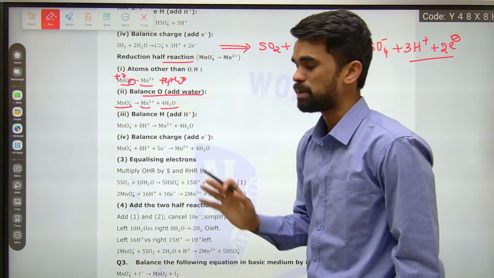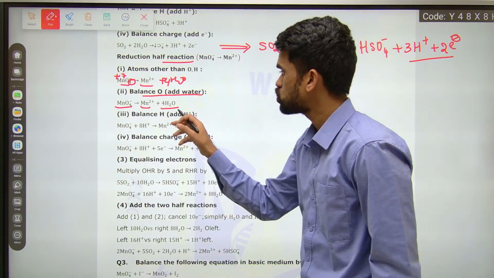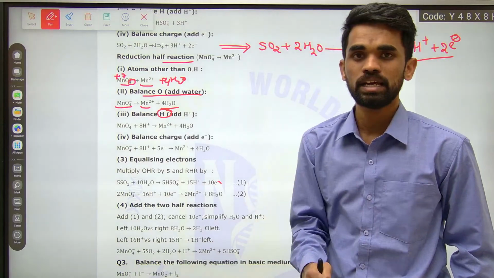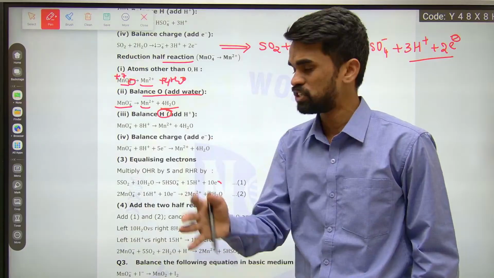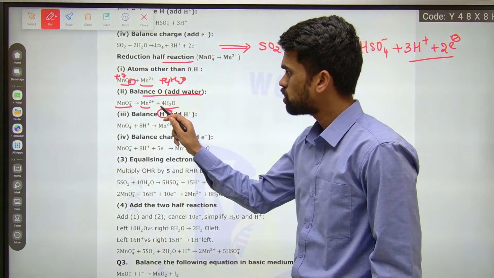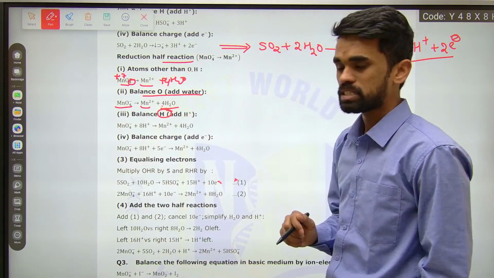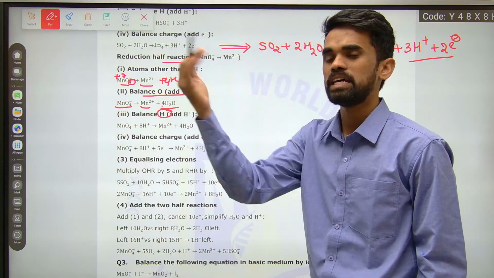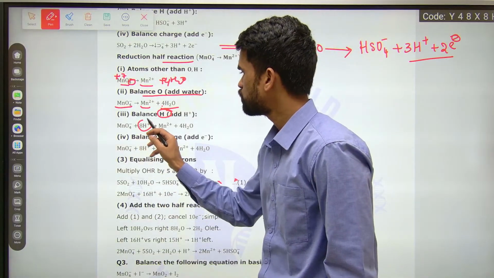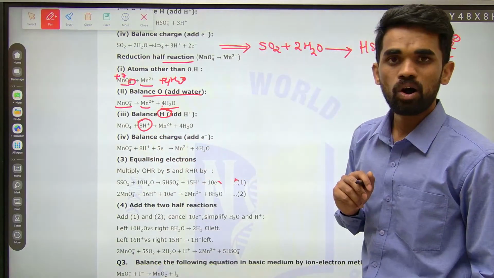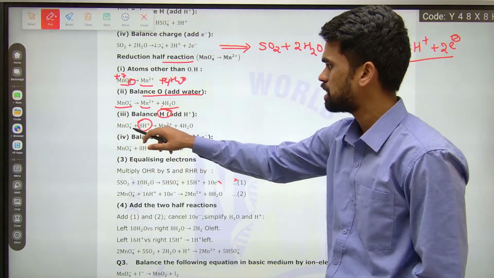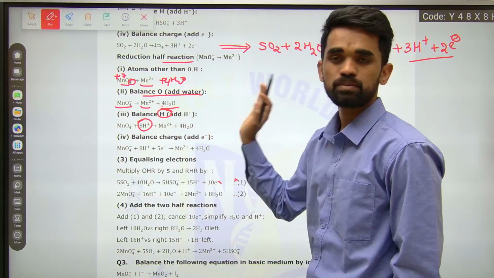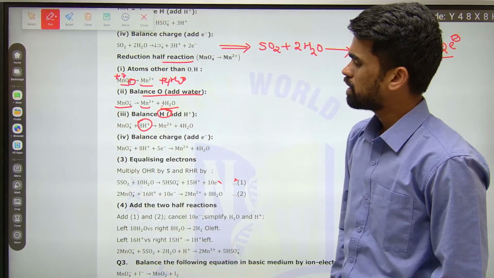Now oxygens are balanced. Now what next? Hydrogen should be balanced. How can we balance these hydrogens? Directly add protons, H plus ions, wherever it is deficient. So now here we have 8 H at the product side, 0 H plus at the reactant side. So just add 8 H plus at the reactant side. Therefore all the atoms are getting balanced here. Just check Mn, Mn, O4, 4 oxygens, 8 H plus, 8 H plus. That's it. Everything is balanced.